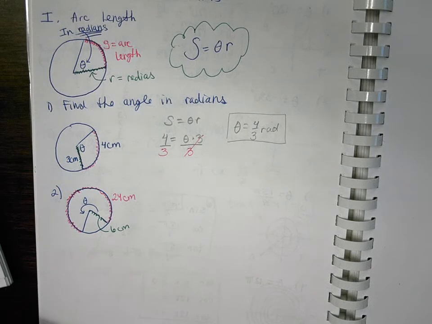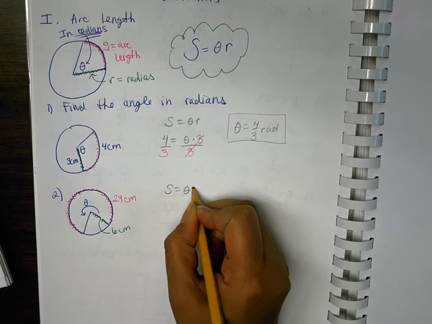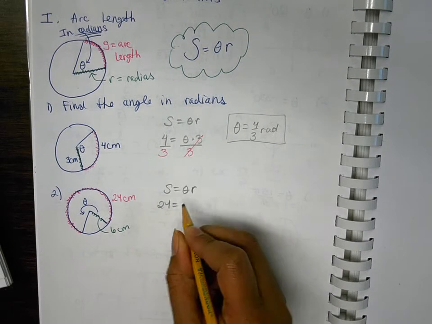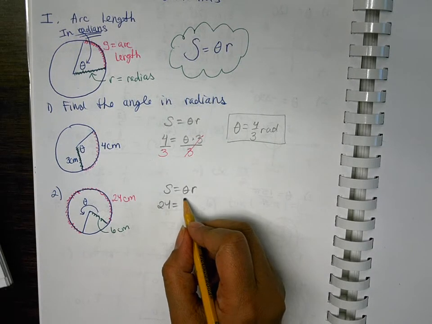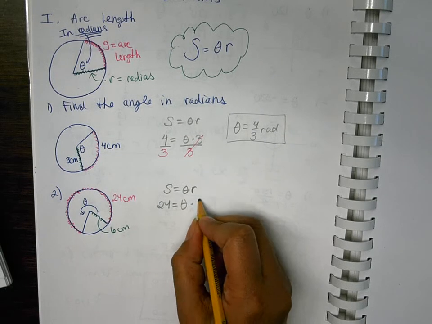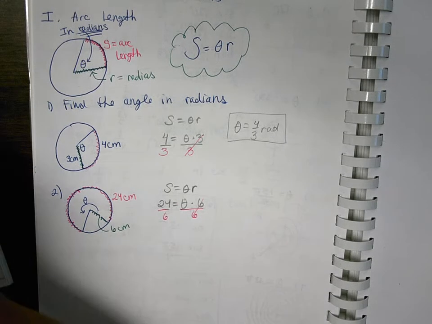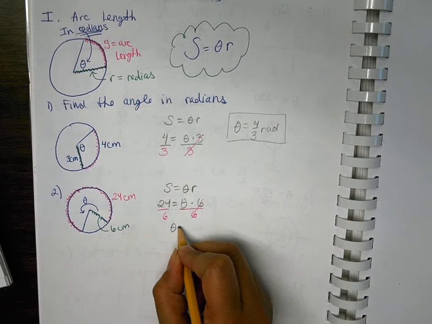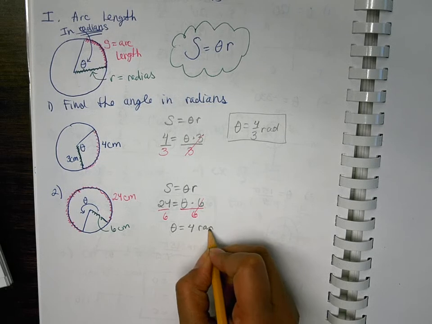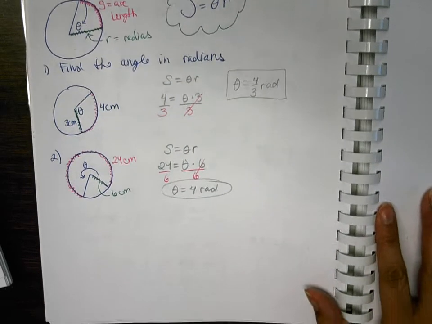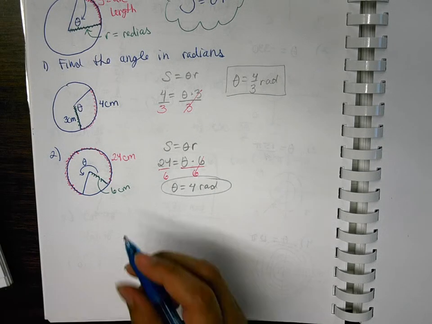So did you guys get it done? S equals theta R. What did you plug in for S? 24. What do you plug in for theta? We don't know. And what do you plug in for R? 6. And then we divide both sides by 6. What does theta equal? 4 radians. Questions? Make sense? Yes? All right. This is 3.7.